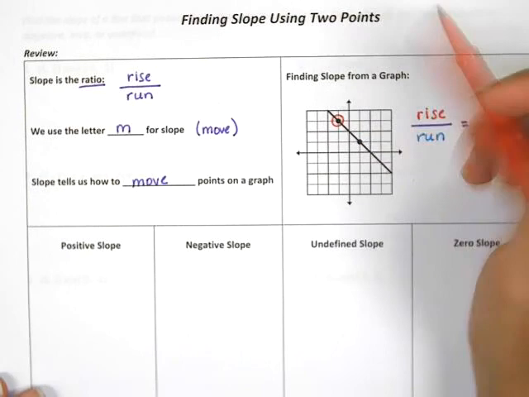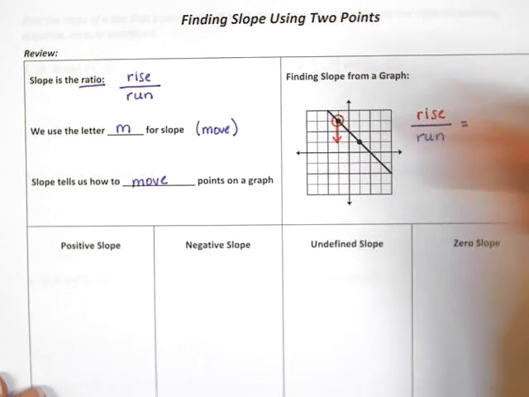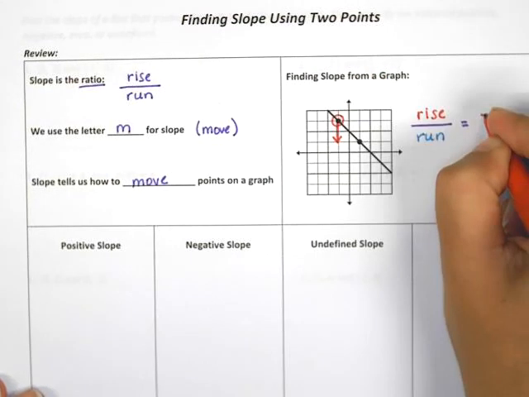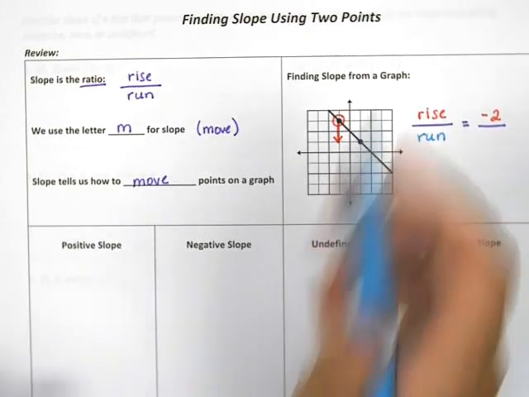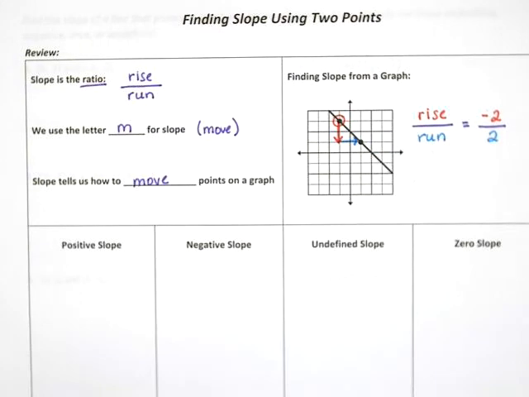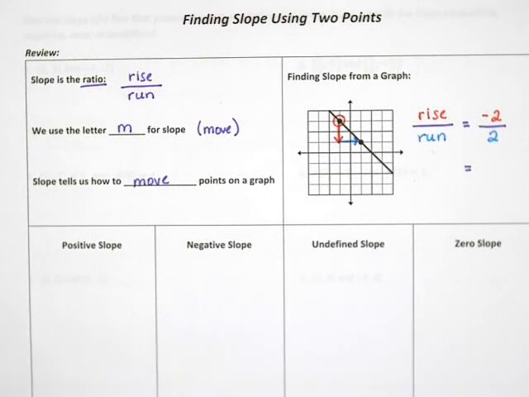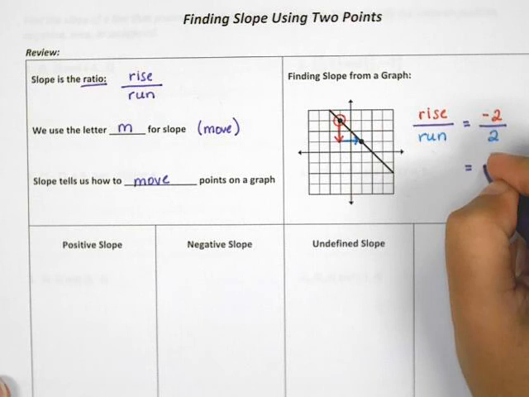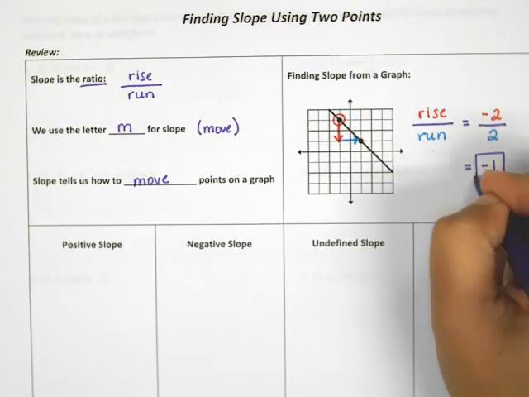So I'm going to start by looking at whether I need to go up or down. That's the rise. Since I need to go down 2 spaces, the rise would be -2, meaning I went down 2 spaces. And the run would be going right 2 spaces, so the run would be +2 because I went to the right 2 spaces. After we write down those numbers, it's very important that we always reduce or simplify that fraction. So since -2 divided by 2 is -1, I would write -1 as my final answer.